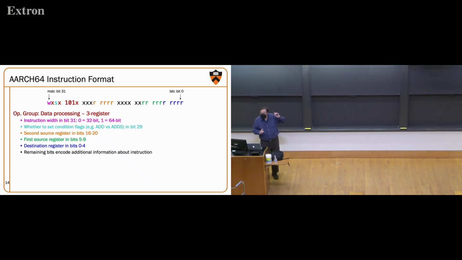Okay, so registers are encoded in here. There are a couple of special bits at the most significant end. The most significant bit is going to tell you whether this is a 32-bit or 64-bit instruction. A couple bits over from that is a bit telling you whether you're going to set the condition flags or not. That's the difference between an add and an adds instruction. Yes?